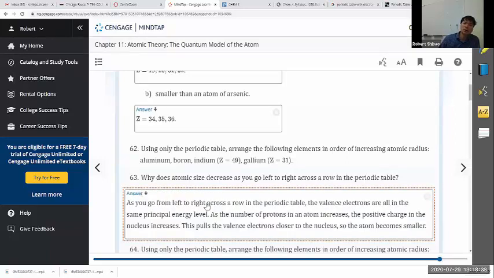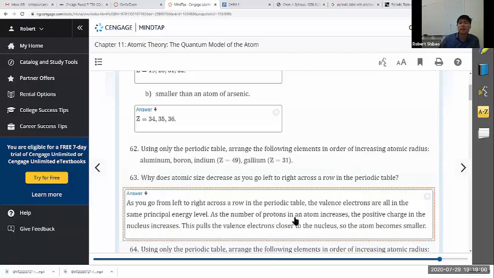As you go left to right across a row in the periodic table, the valence electrons are all in the same shell, or same principal energy level. As the number of protons in an atom increases, the positive charge in the nucleus increases. This pulls the valence electrons closer to the nucleus, so the atom becomes smaller.